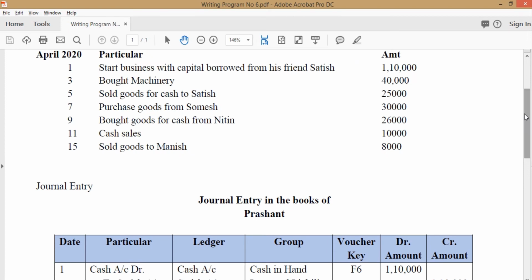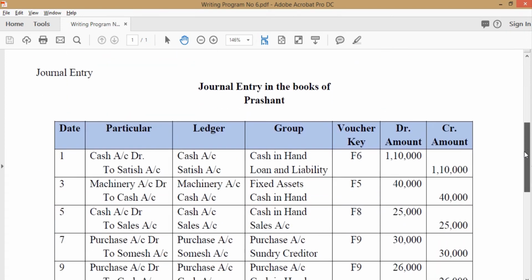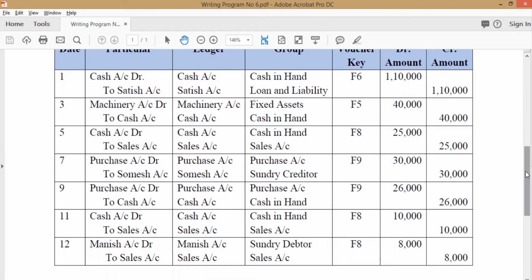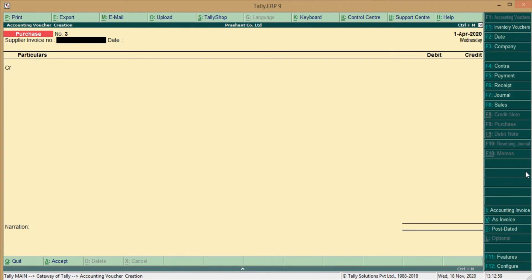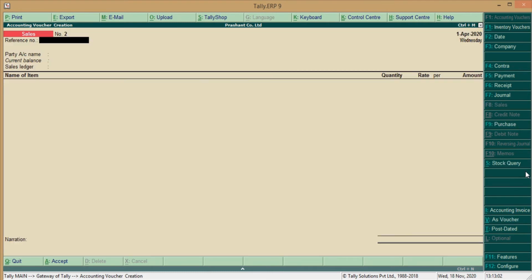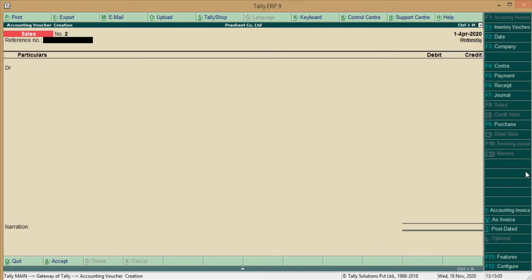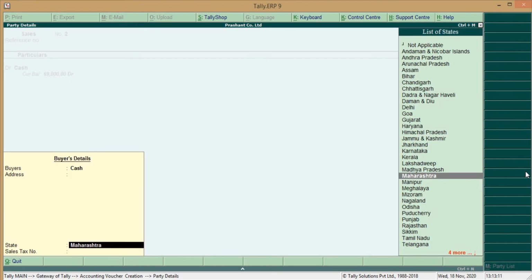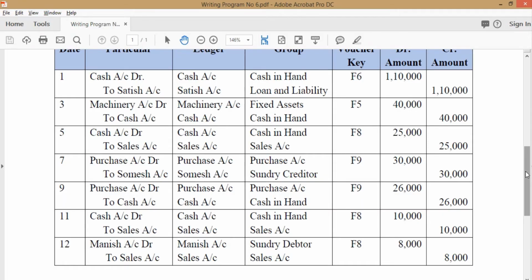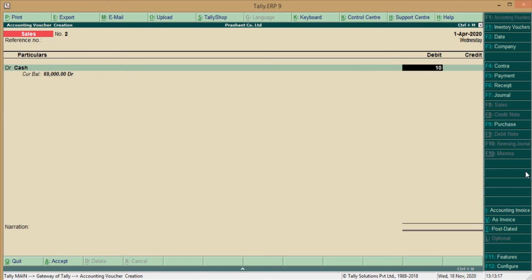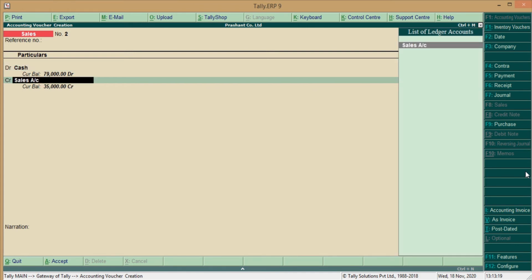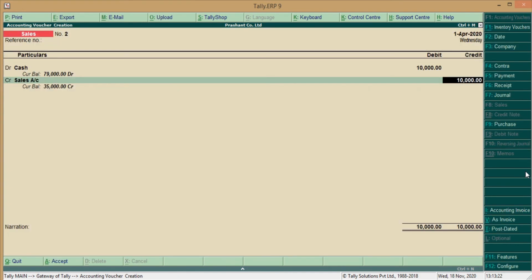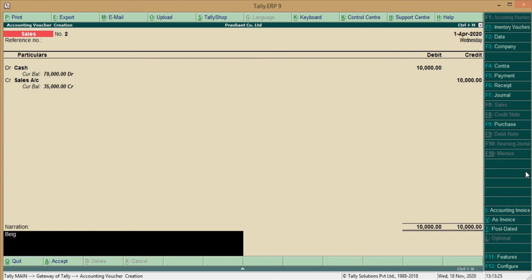Next transaction, cash sale of rupees 10,000. So the journal entry for the cash sale is cash account debit to sales account, with F8 as the voucher key. So press function key F8 in sales voucher, Control V, debit cash account rupees 10,000, sale 10,000, being cash sale.